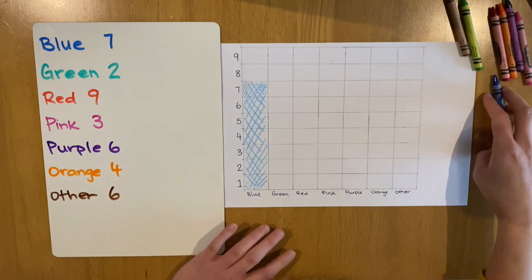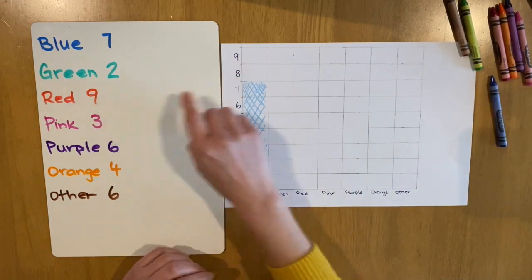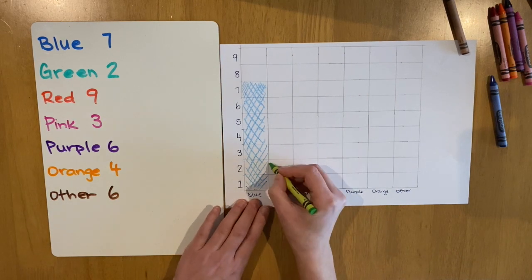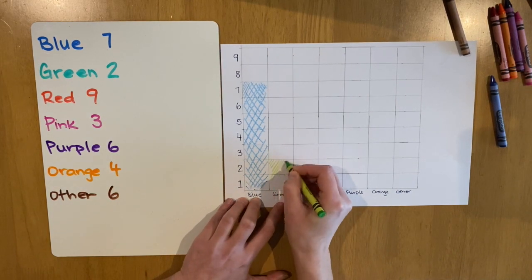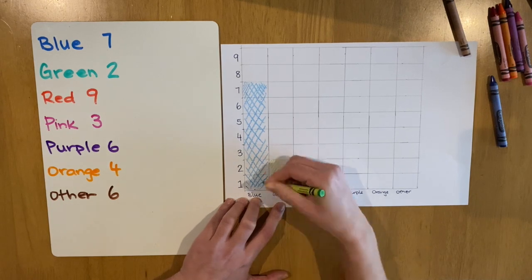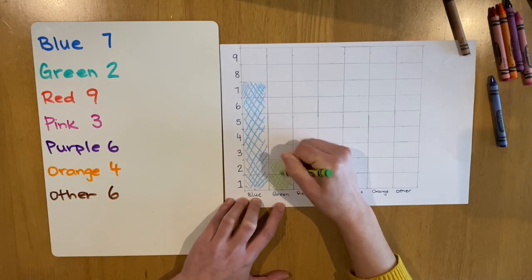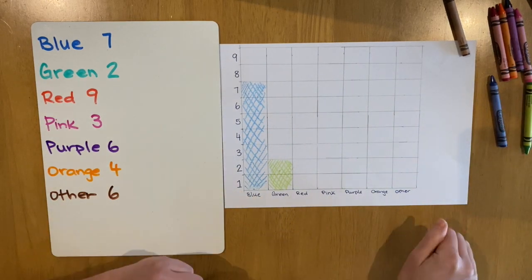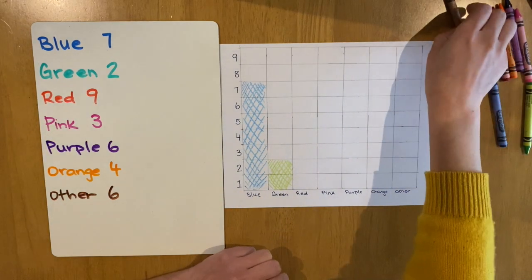How many children like green? 2. So I'm going to get my green color and I'm going to color in 2 blocks. I'm not going to do the rest because I want you all to do it on your own.